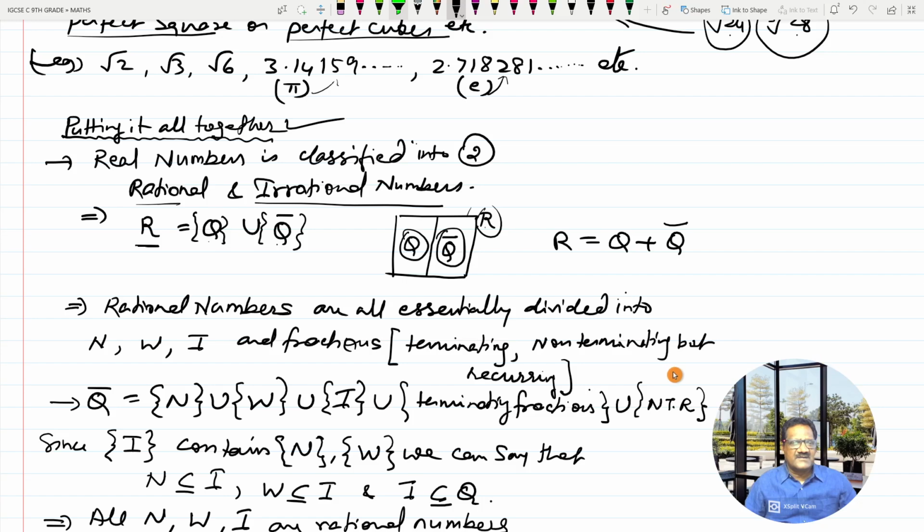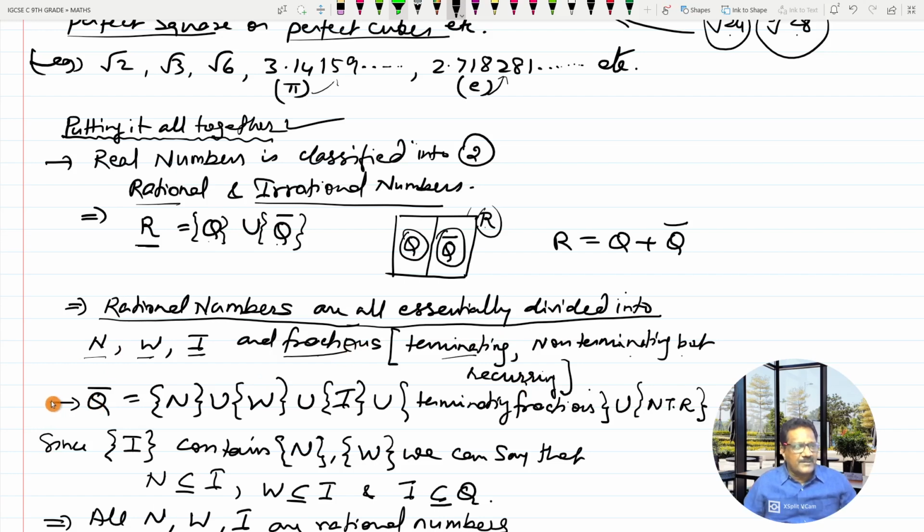Now second point: rational numbers are essentially divided into what? These rational numbers will be divided into natural numbers, whole numbers. I told you in the beginning only, natural numbers, whole numbers, integers, they all make up rational numbers only. And there are certain fractions also which come under the rational number category. But which fractions? Terminating fractions and non-terminating but recurring fractions. So all this will come in the rational number category.